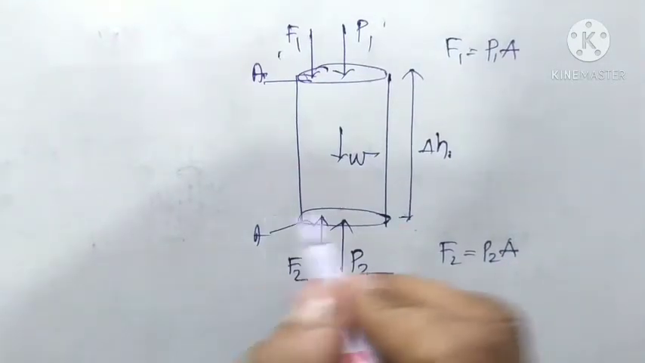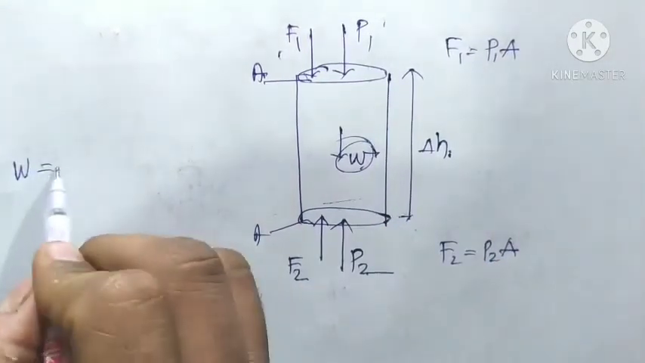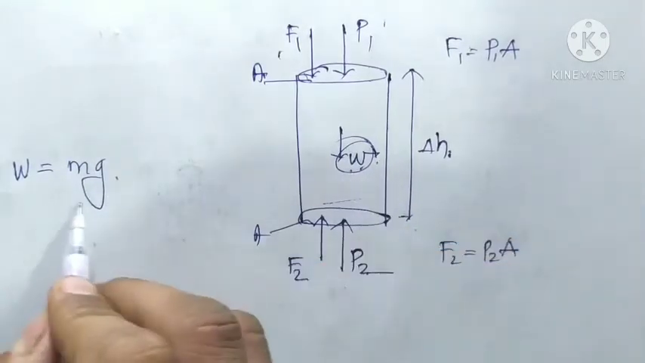Okay, so weight of this body W. What is the value of weight? mg. Okay, weight is equal to, always we write mg.